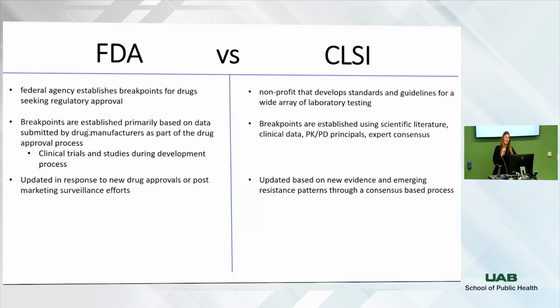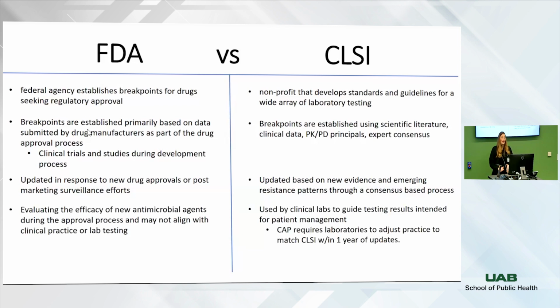I think 10 years is about average for the FDA to go in and review breakpoints. Whereas CLSI, this is done on a yearly basis. Every single year, they're reviewing evidence and reviewing emergent resistance patterns as published by the CDC, as published by NHSN, as published based on a random study that we might have done at UAB over the last 5 years, etc. So they're constantly looking at new evidence and emerging resistant patterns to see how these breakpoints need to shift in terms of population.